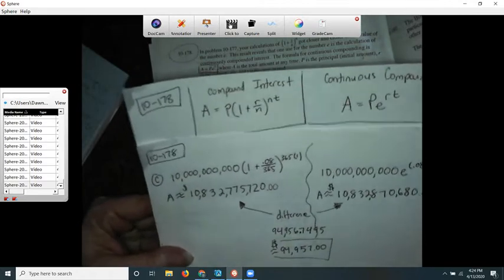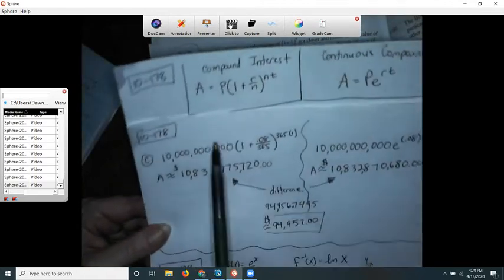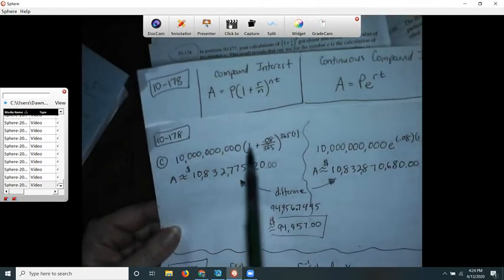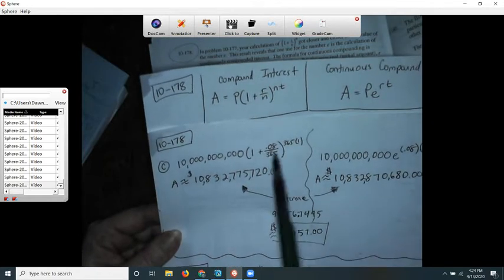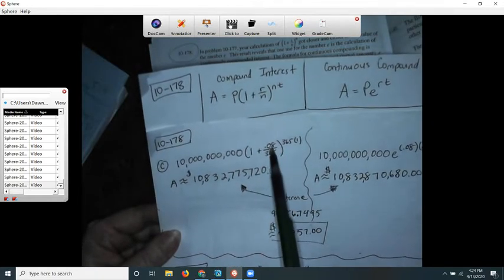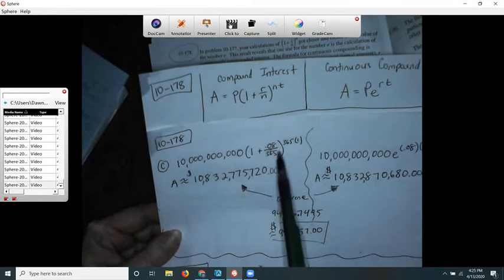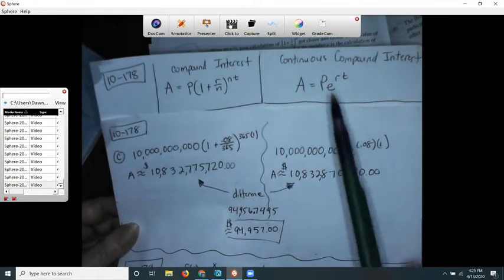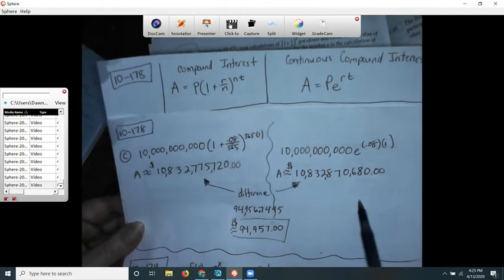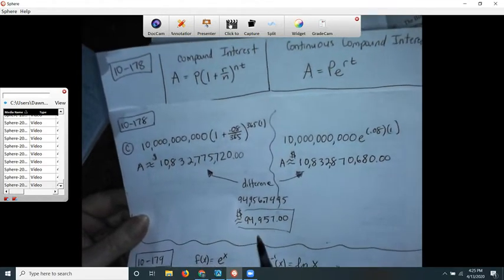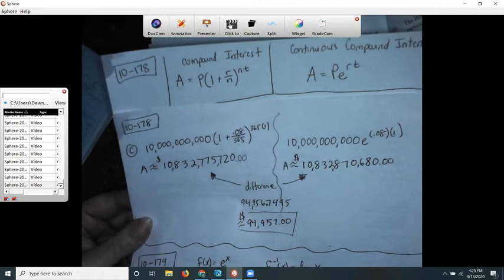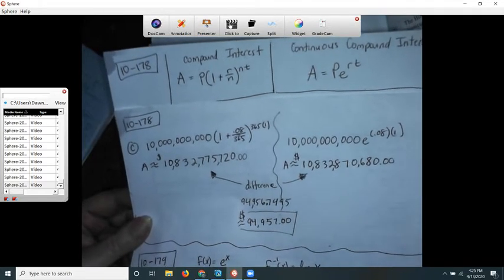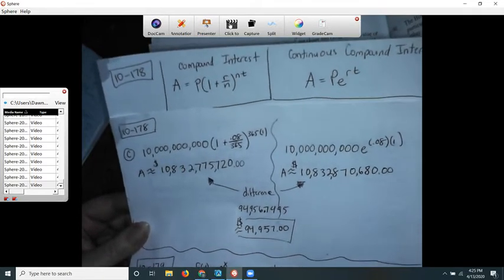Here's my formulas. Here's my 10 billion. And this is just doing the same thing we were doing before, but they had 8%. That was their interest rate for these investors. And then here, just doing the same thing, plugging the numbers in. But you'll see my difference is $94,000-ish. That's a lot of money. Maybe not to the investors, it's not.